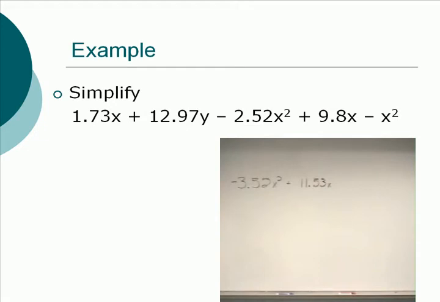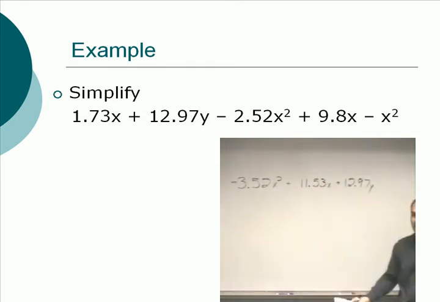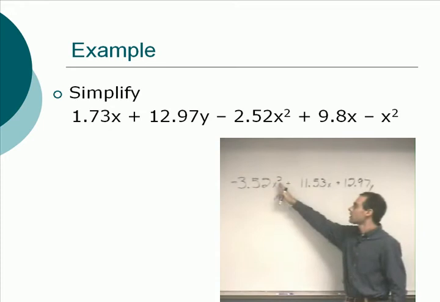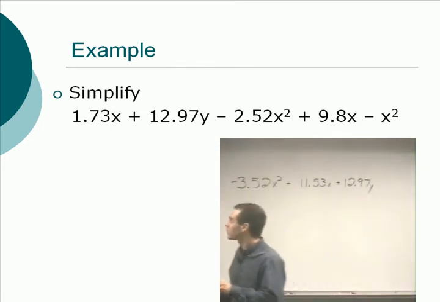In our y terms, we've got 12.97y. There are no other y terms, so we can just leave that on the end, plus 12.97y. And that's it. We've combined the like terms. We've simplified it. The thing to distinguish is that even though the variable is x here, you can't add these because they are of different order, and so they can't be combined. Those are unlike terms. That's the bread and butter that you need to know.